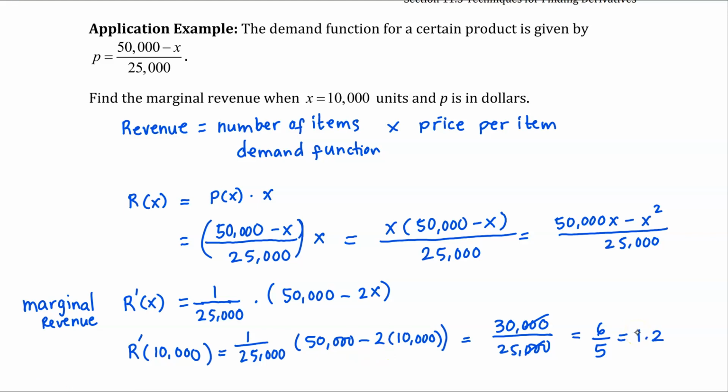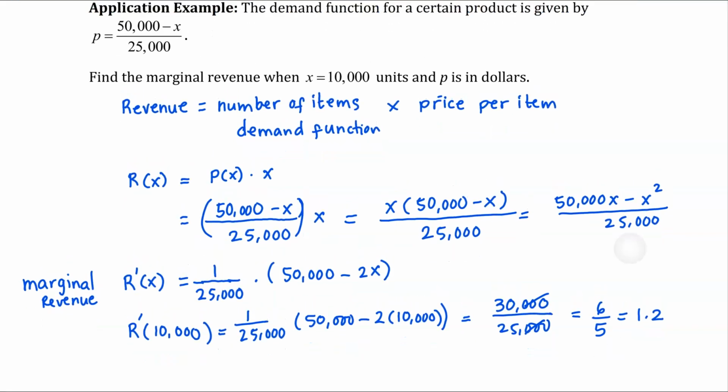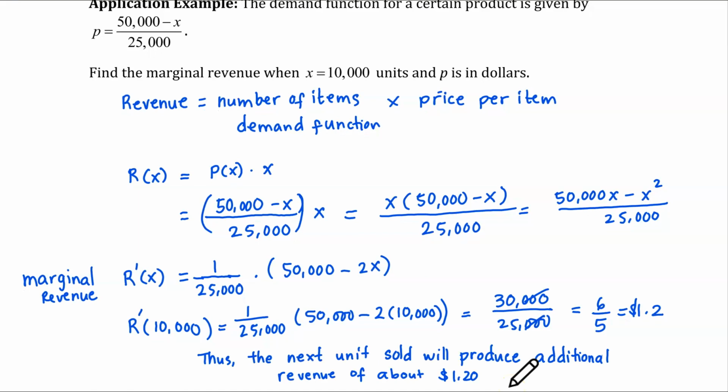Or 1.2. So now the revenue is in dollars, so therefore we say $1.20. This means that the next unit sold at sales of 10,000 will produce an additional revenue of about $1.20. In other words, selling the 10,001st unit will produce an additional revenue of about $1.20.